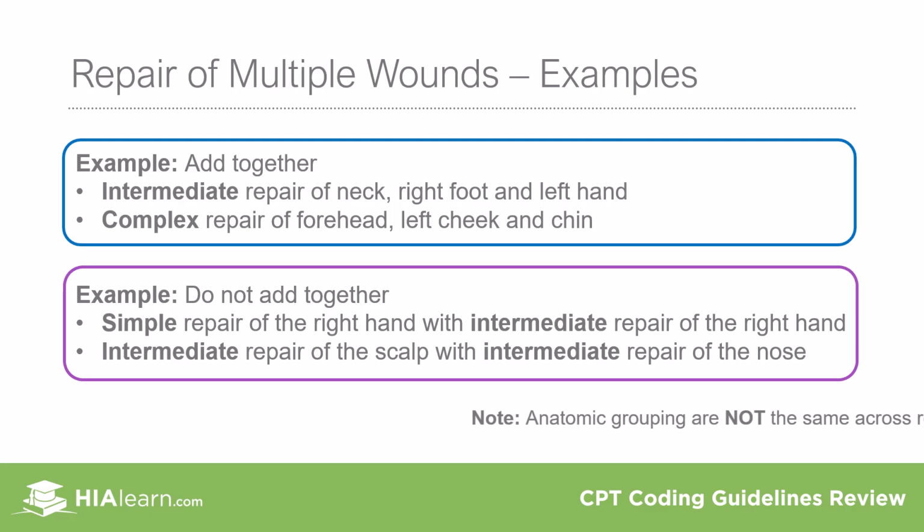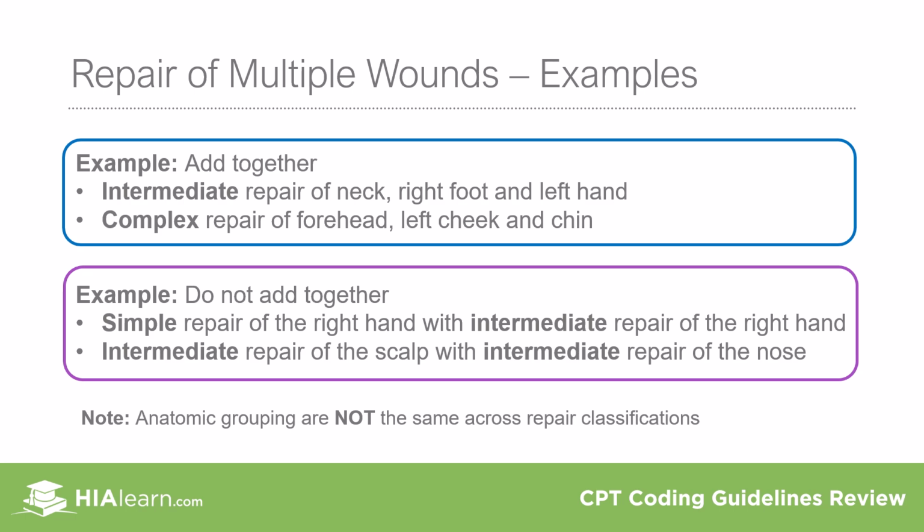It is important to note that anatomic groupings are not the same across repair classifications. For instance, the scalp and hand and feet are in the same anatomic group for simple repairs, but in different anatomic groups for intermediate repairs. It is important to review the sites in each anatomic group before making final code selection.